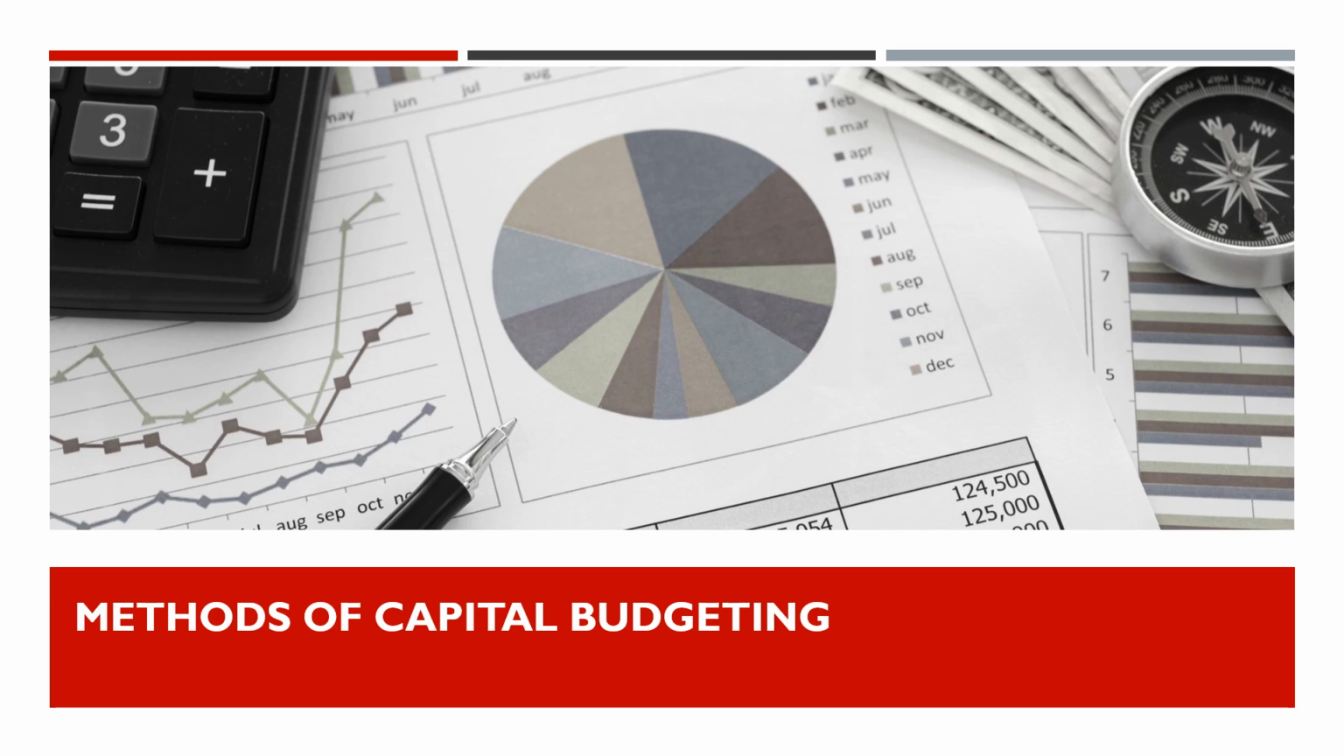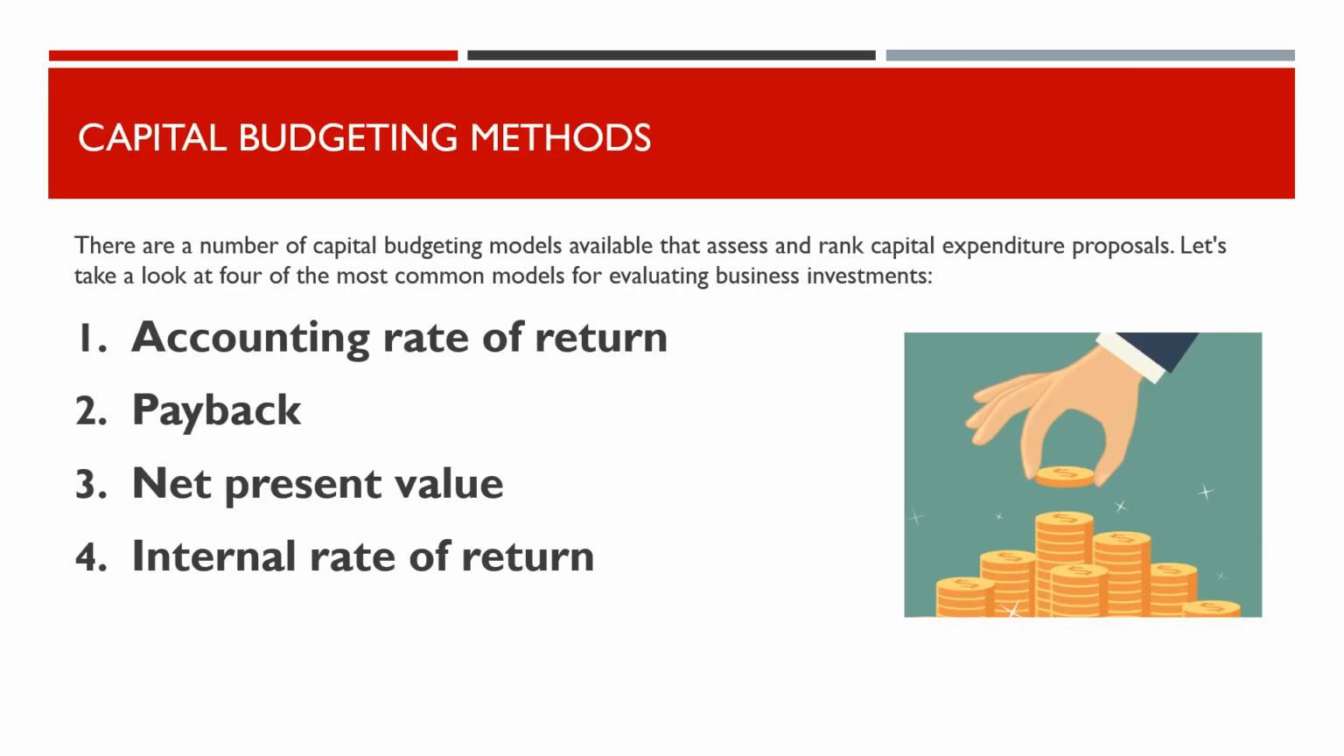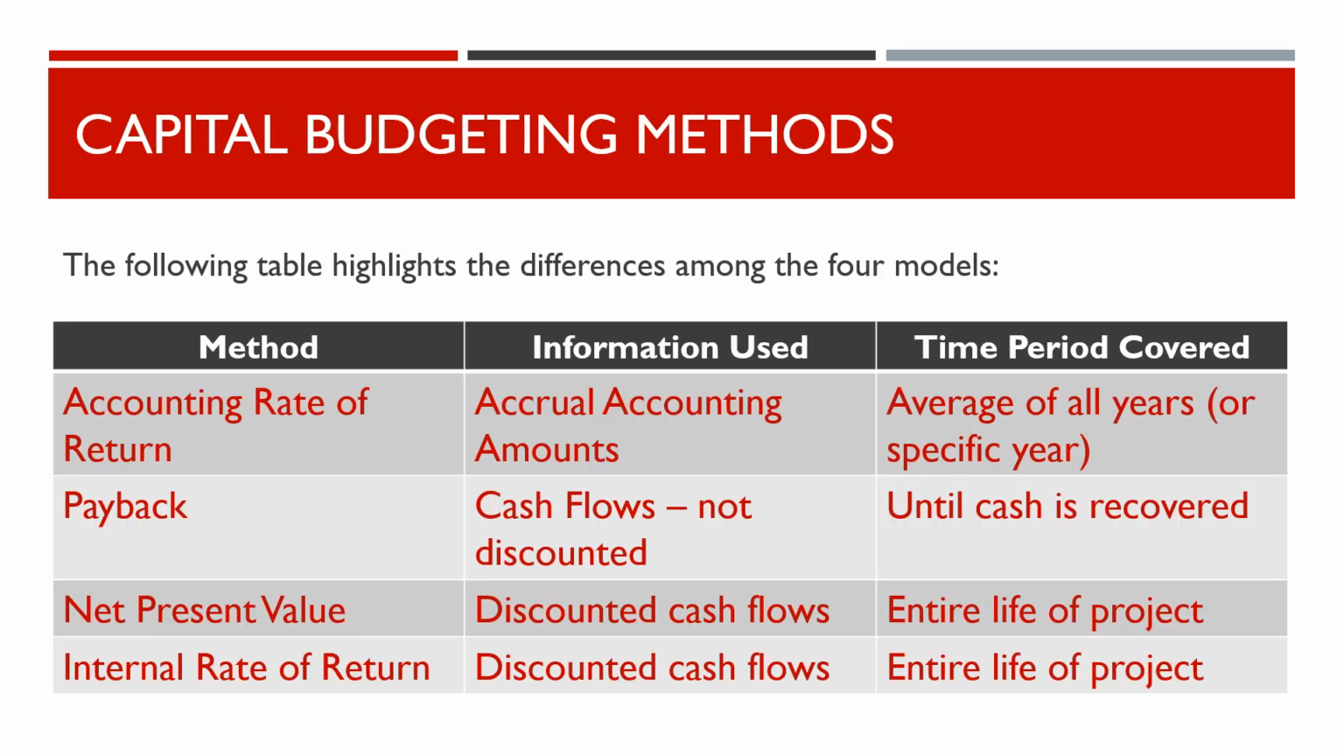Welcome to this lesson, in which we provide an introduction to the main methods of capital budgeting. There are a number of capital budgeting models available that assess and rank capital expenditure proposals. Let's take a look at 4 of the most common models for evaluating business investments. These are the accounting rate of return method, the payback method, the net present value method, and the internal rate of return method.